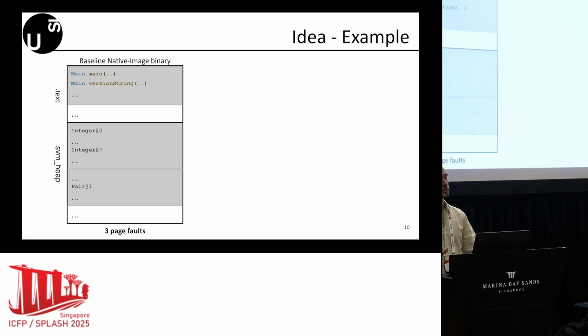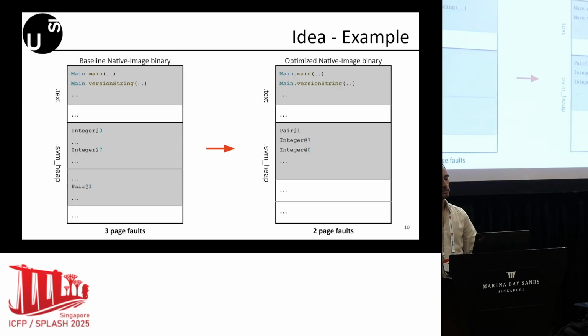If we execute this program by providing the -v option, we encounter 3 different page faults, 1 to the text section and 2 to the heap section. Our goal is compacting the accessed objects in fewer pages to reduce the total number of page faults. In this case, we get 2 page faults in total.